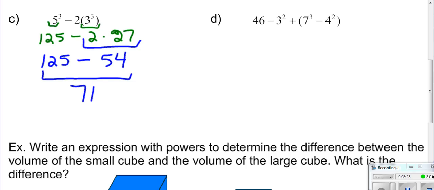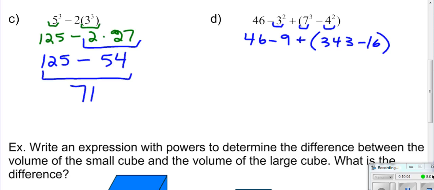Our last example, we have 46 minus 3 squared plus, in brackets, 7 cubed minus 4 squared. Again, I'm going to evaluate all of the exponents first. Notice we don't have the same base being subtracted inside the brackets, so we can't use our exponent rule to combine those exponents. So we get 46 minus 9 plus bracket 343 take away 16.